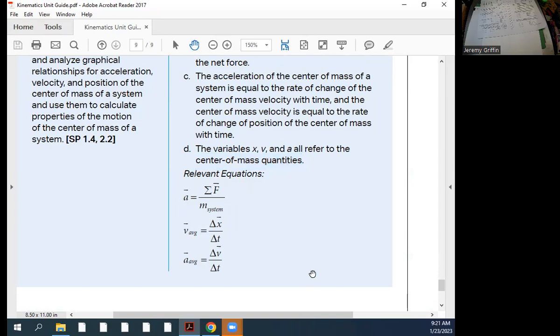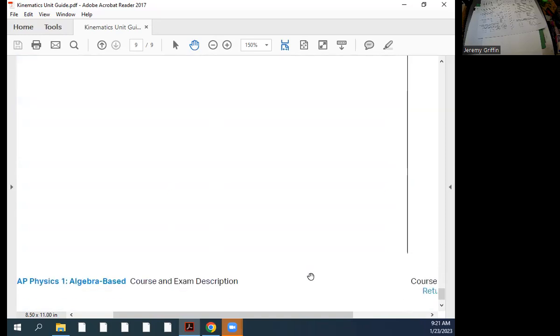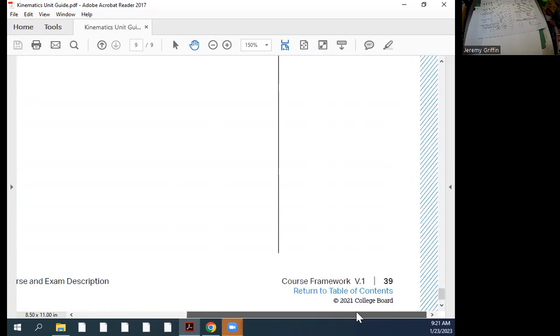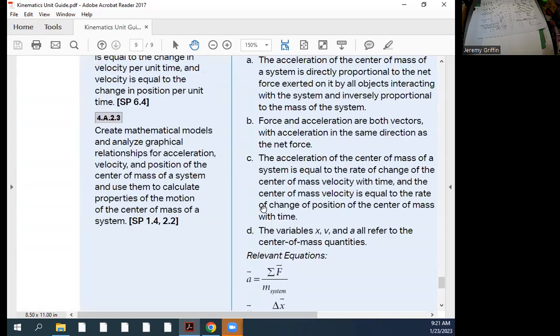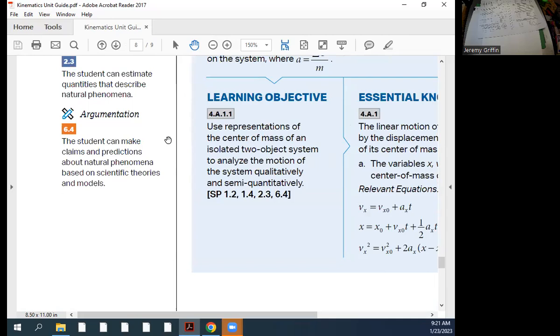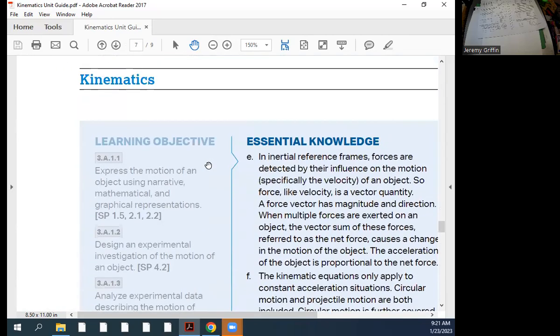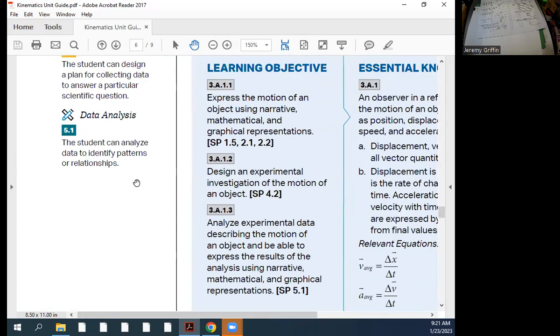Okay, so you guys good there? Oh yeah. Okay. I think that's it. I think it's the whole thing. All right, let's go look. Check these learning objectives too, to make sure I didn't miss any of these.